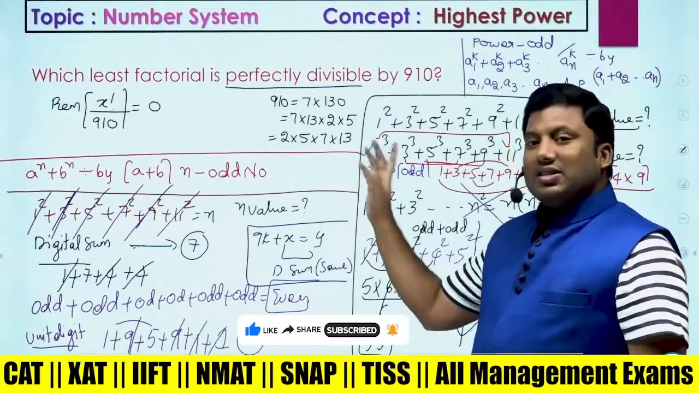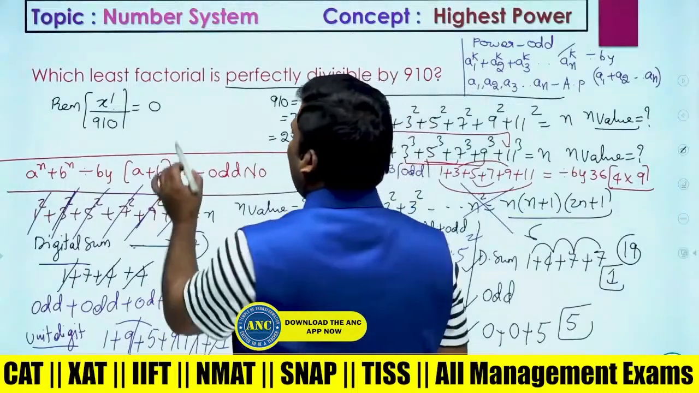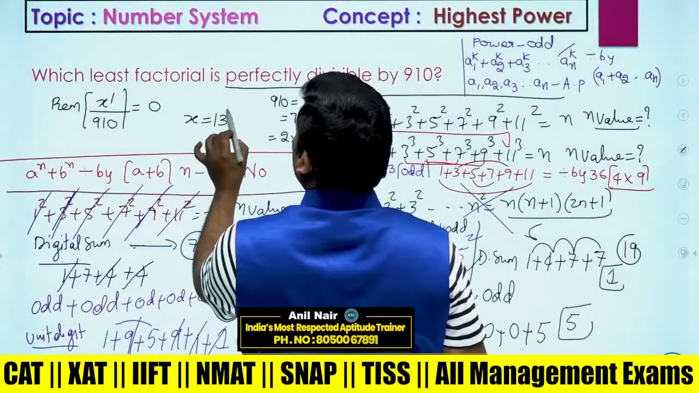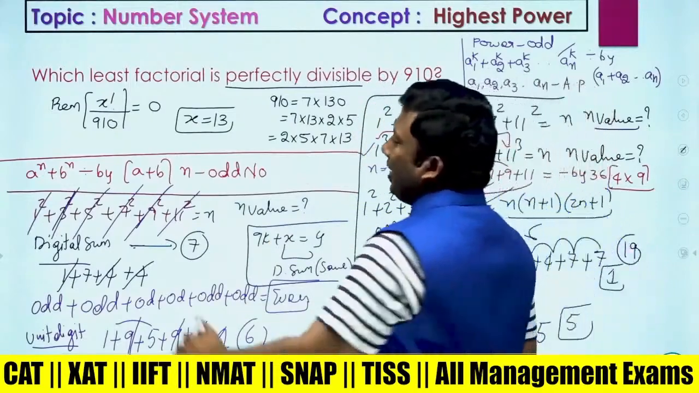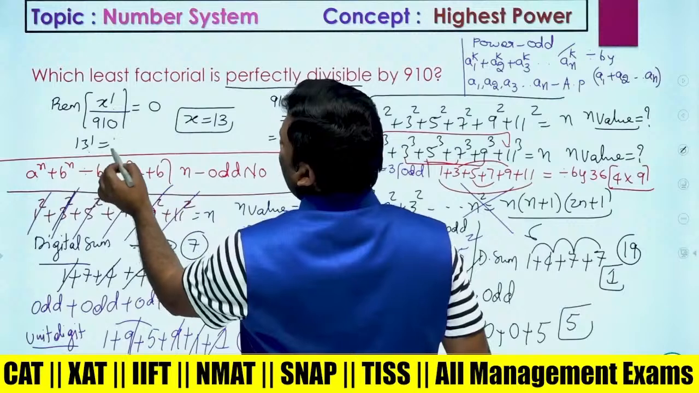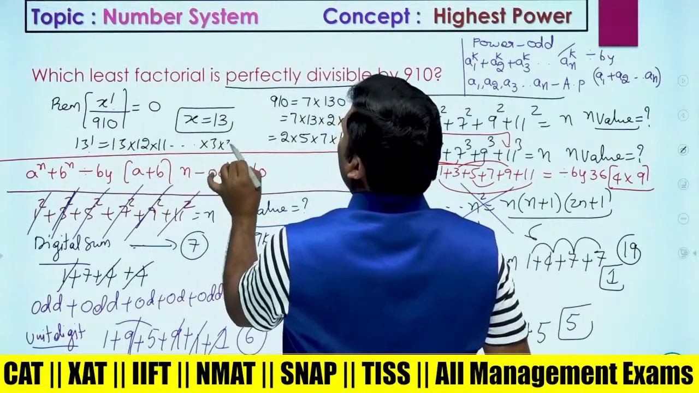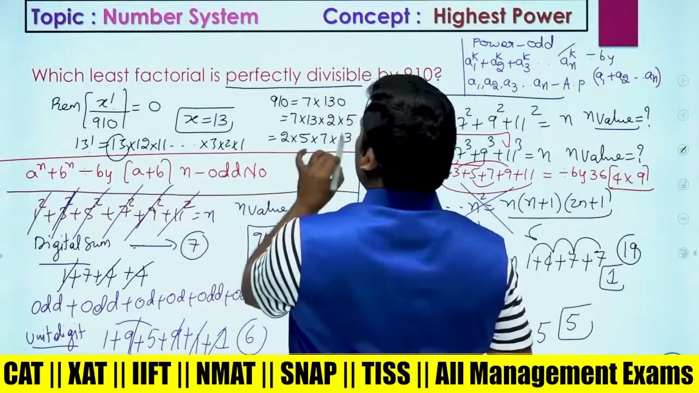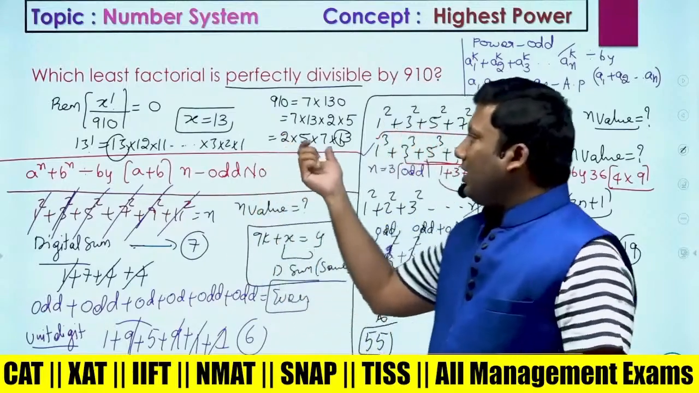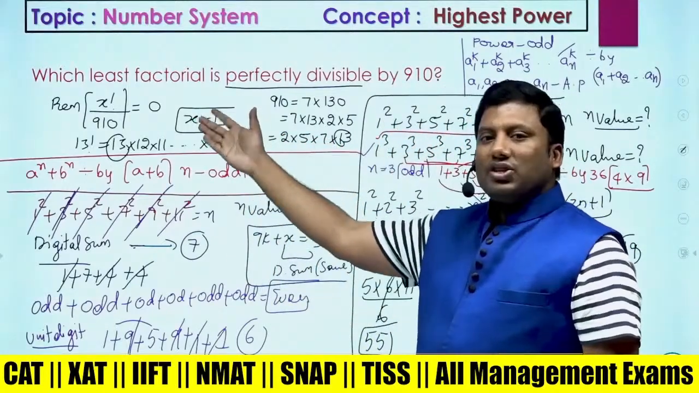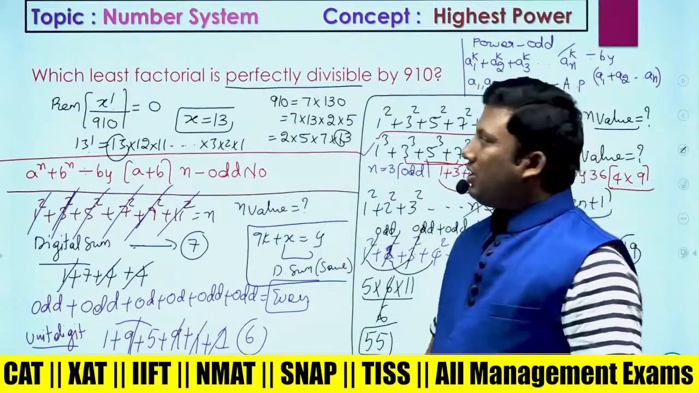What is the highest prime number? 13. 13 will come in which factorial, starting from where? 13 factorial onwards. X is 13. When you write 13 factorial, all the numbers from 13 to 1 will come: 13, 12, 11 and so on up to 3 into 2 into 1. 13 will come, 7 will come, 5 will come and 2 will come. Only take the highest prime number and attach that factorial. 13 factorial. Is the idea clear? We will do some more questions based upon this one.